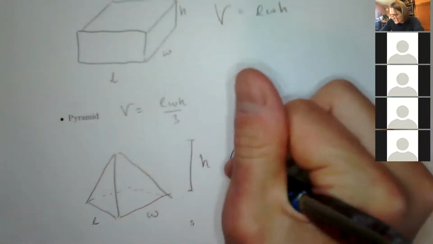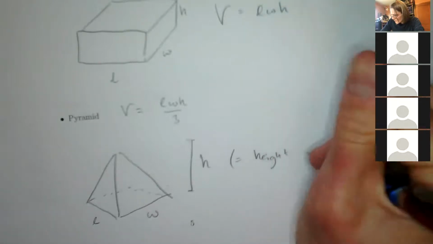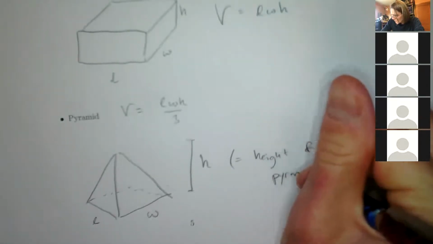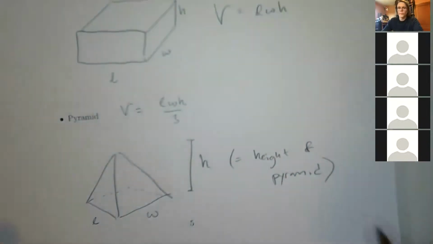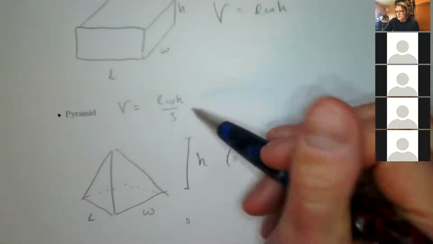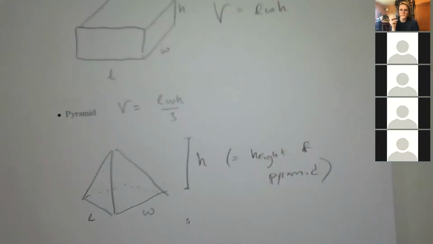So this is height of pyramid. Right? And with those variables, your volume formula is length times width times height over 3. So again, I've never seen that one. I've never had to use it. So it's kind of interesting. Any questions with any of those 3? So these are the volumes of these first polyhedrons we did.